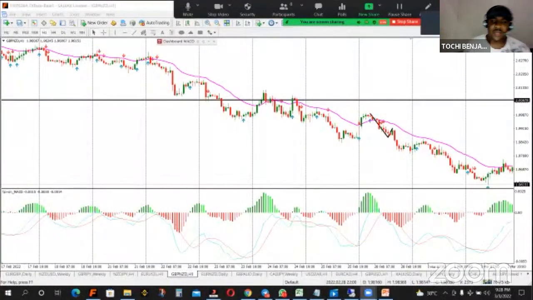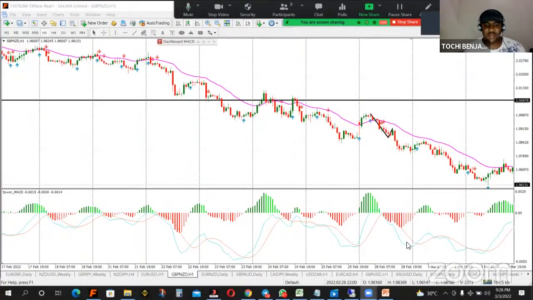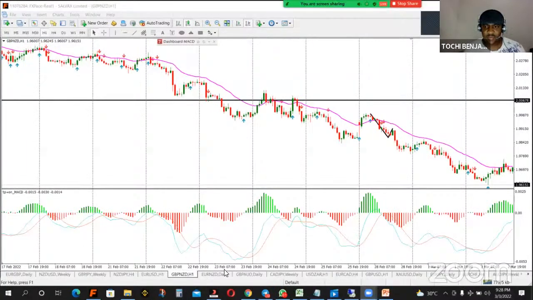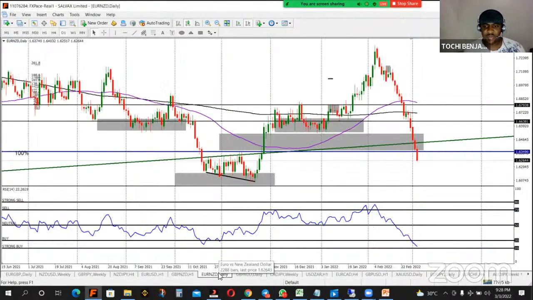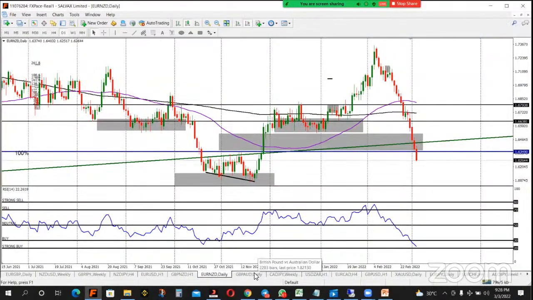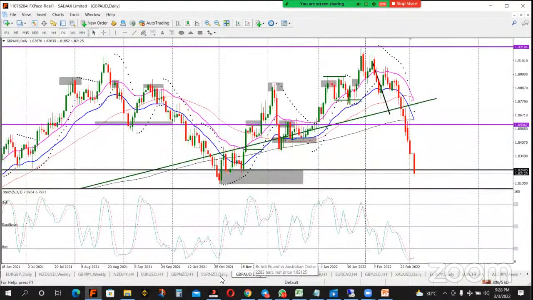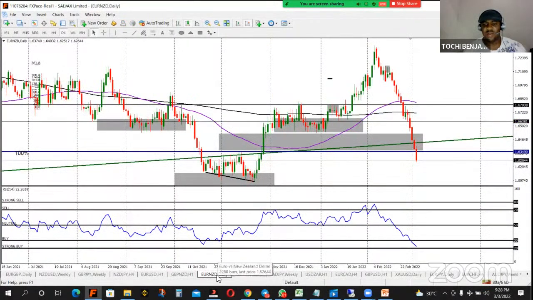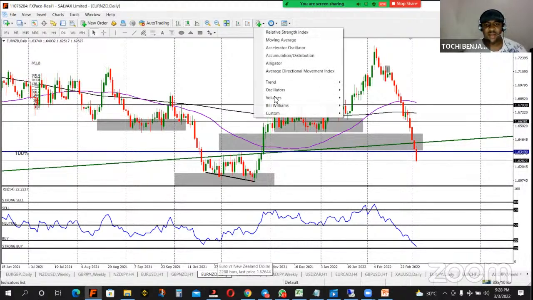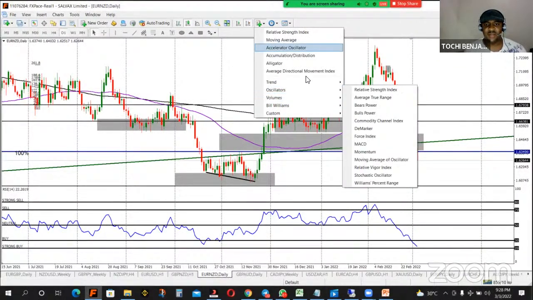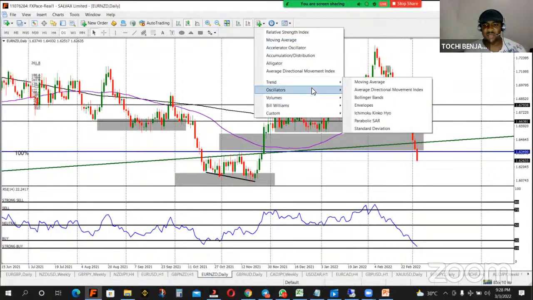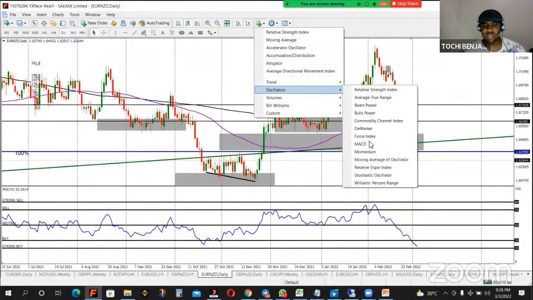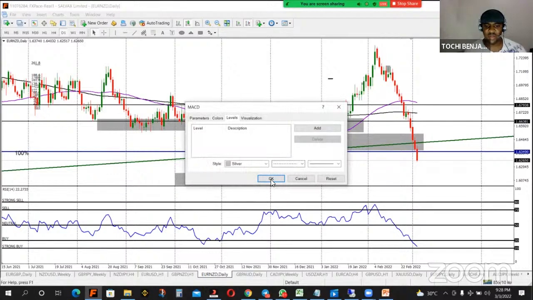You can actually use it. Let's use it. Okay, this is the RSI I did. Last time I did the MACD, so let me go and get the MACD, the one that comes with the system. I'll just say okay.